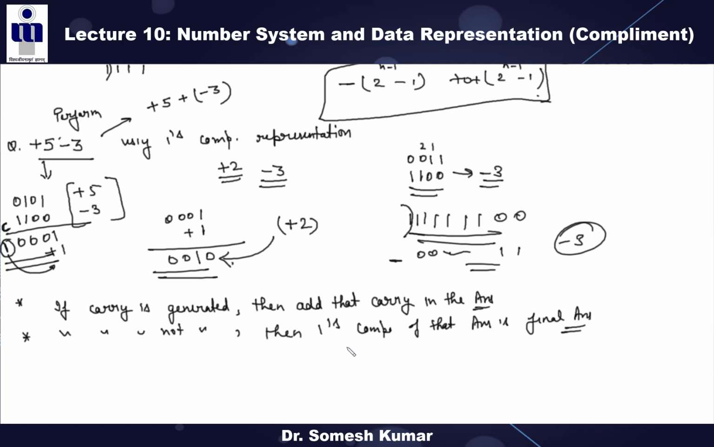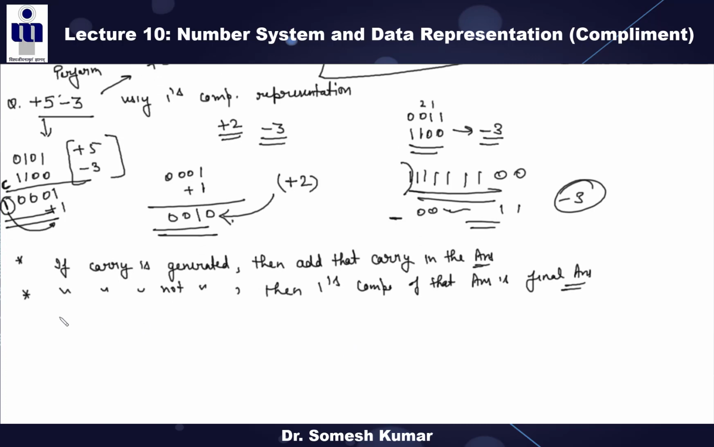For example, if I am taking plus 3 minus 5, how to write the plus 3? 0, 0, 1, 1. This is your plus 3. And how to represent the minus 5? This is your plus 5, and the minus 5 is 1, 0, 1, 0. Right? This is minus 5.